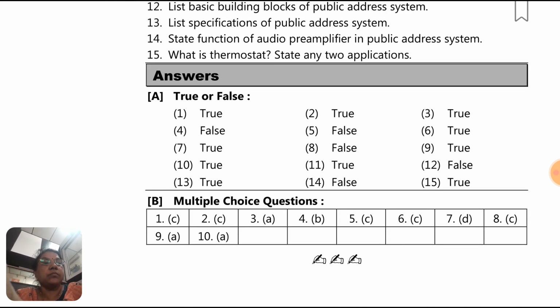Okay. So this is all about the third chapter.